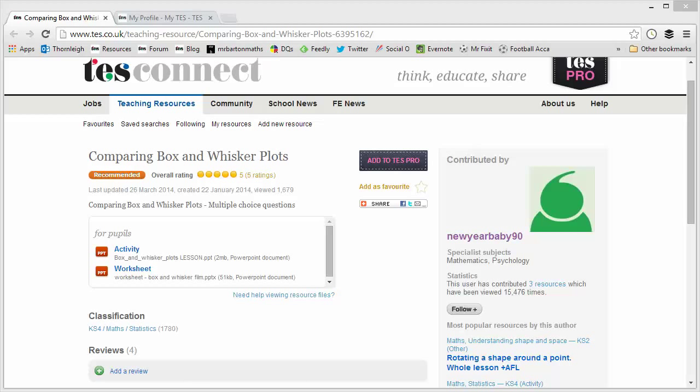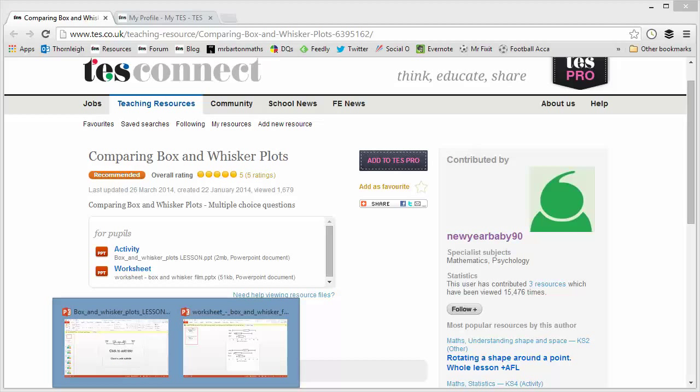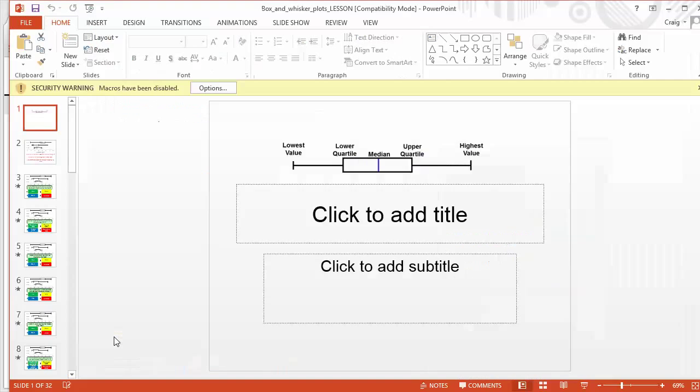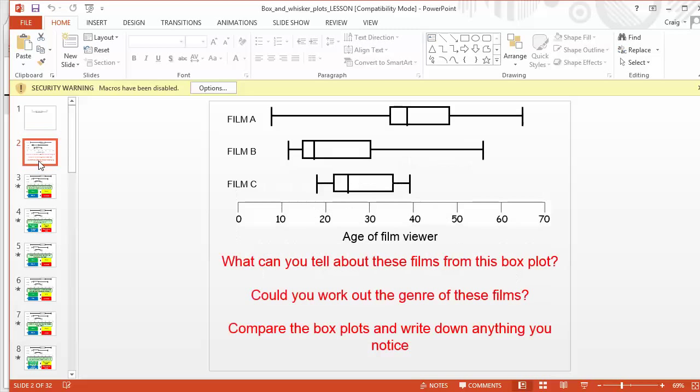It consists of 2 PowerPoints, one of which is a worksheet for the kids to play along with and follow, and the other is the class presentation PowerPoint. It starts off with just a box and whisker diagram, and then here's the big question. Kids are presented with 3 movies, film A, film B, film C, and 3 questions. What can you tell about these films from the box plots? Could you work out the genre? Compare the box plots and write down anything you notice.